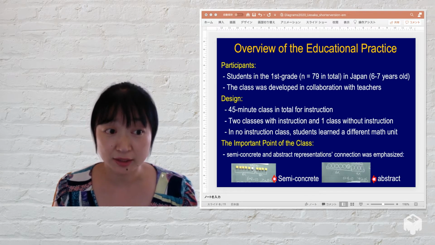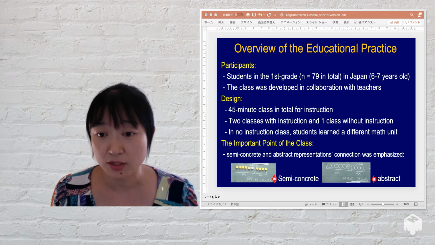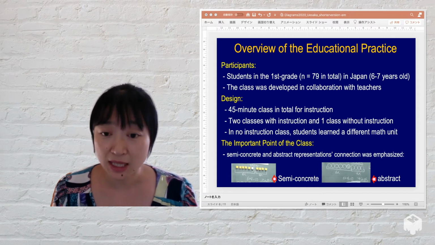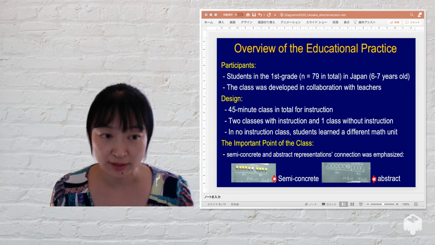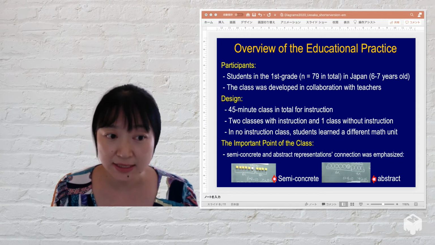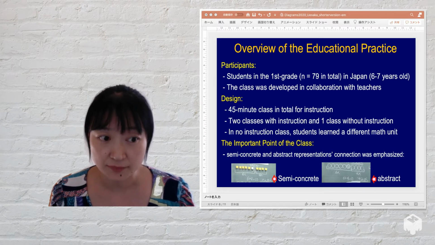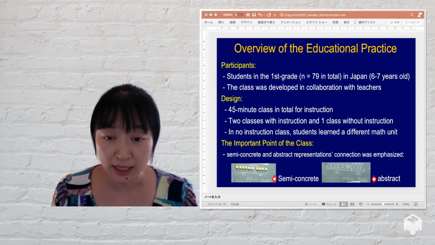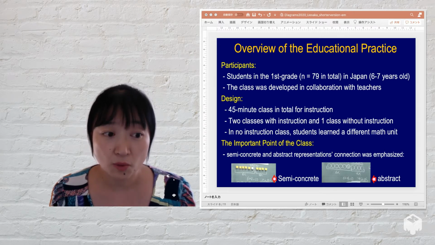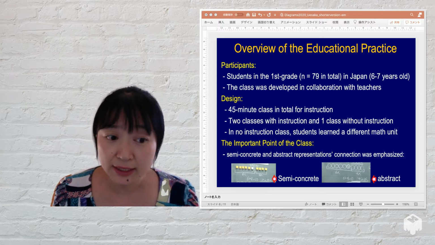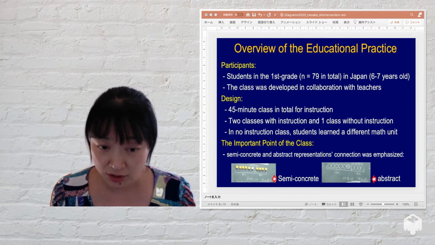Participants in this study were students in the first grade in Japan. A 40-minute class was designed with me and a teacher in the school. Two classes were given instruction and one class had no instruction. The important point of the classes with instruction was that semi-concrete and abstract connections were emphasized.